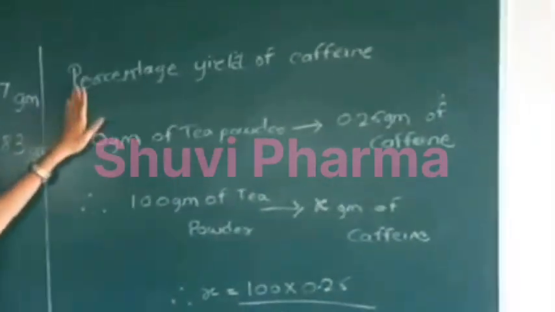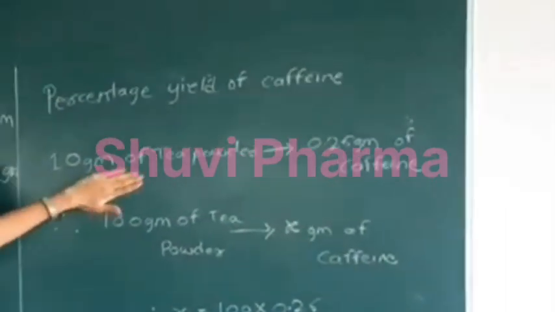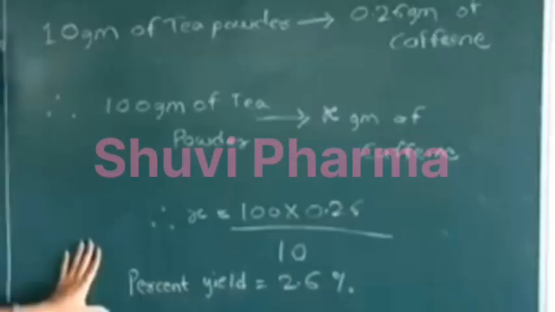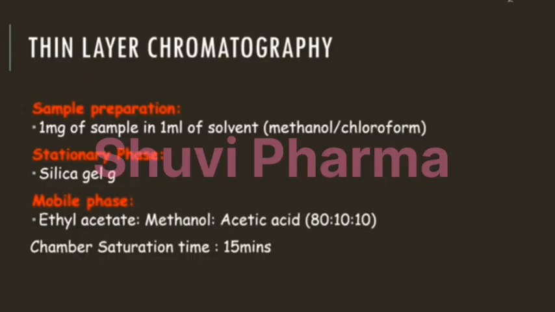Now we will see the percentage yield of the caffeine. So 10 gram of tea powder was taken. From that 0.26 gram of caffeine was collected. For 100 gram of tea powder, x gram of caffeine. So for x gram the cross multiplication is done, and for 100 gram it is near about 2.6% of caffeine.